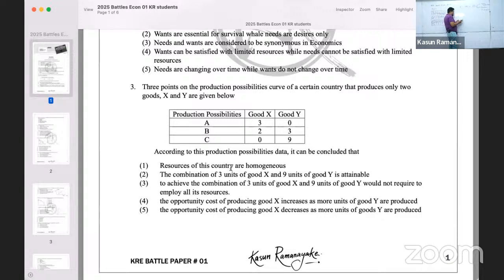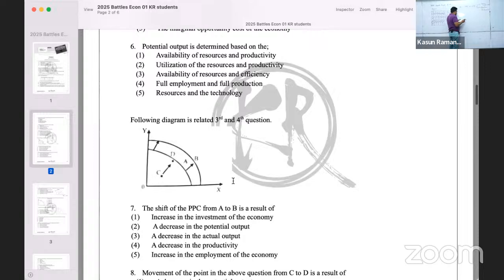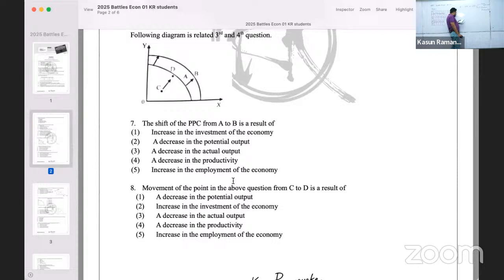Question number 7 now. Look at question number 7. Question number 7 and 8 have to be done with the diagram given. I think there is a small error, but I don't think you have considered that, because they say the following diagram is related to the third and fourth question. It is not third and fourth. Anyway, it is 7 and 8, right?